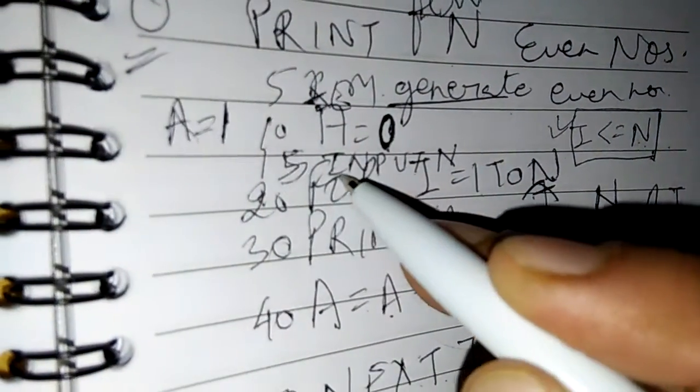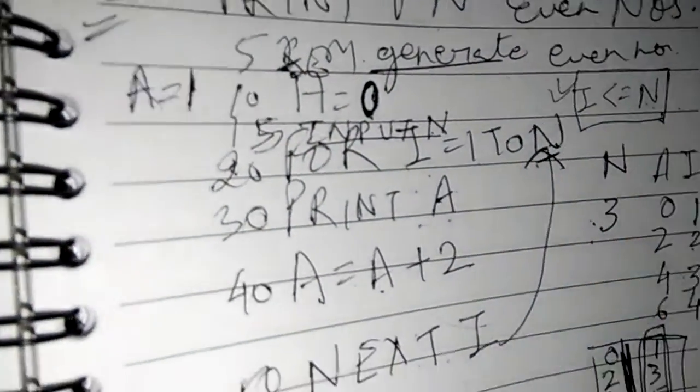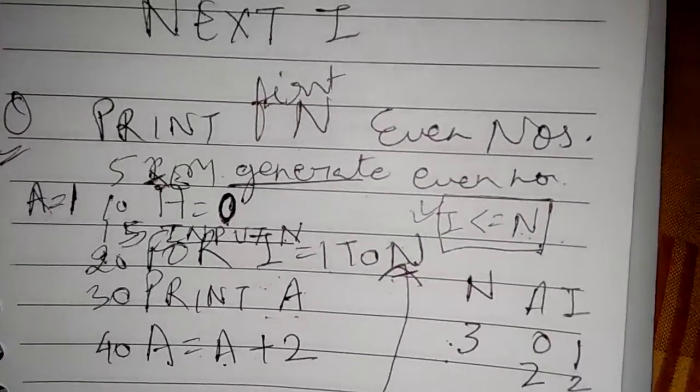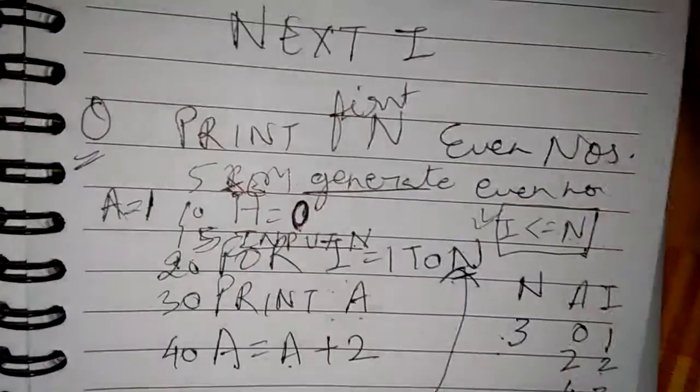And another line, number 15, I have added for inputting the number, the value of n, so that you should know how many even numbers you want to be printed, and how many odd numbers you want.